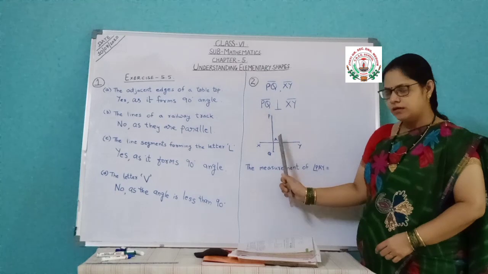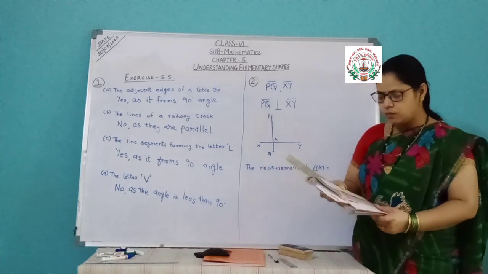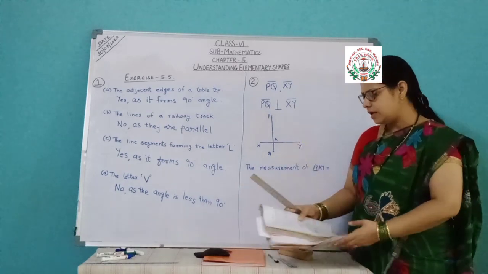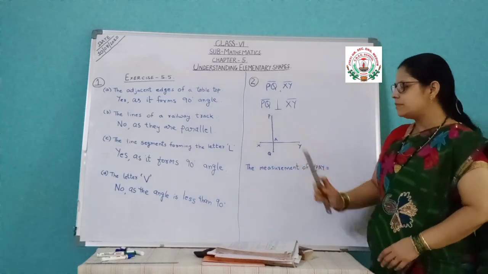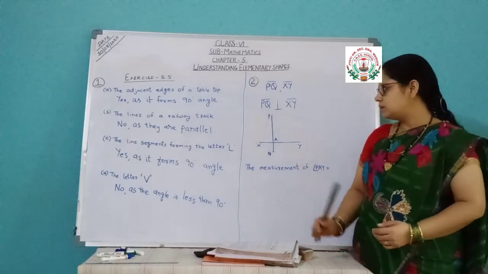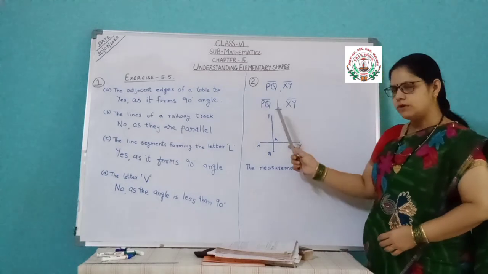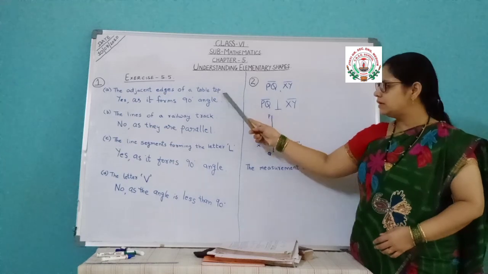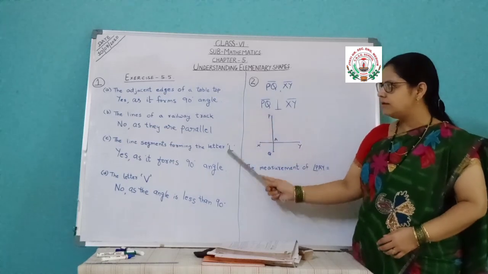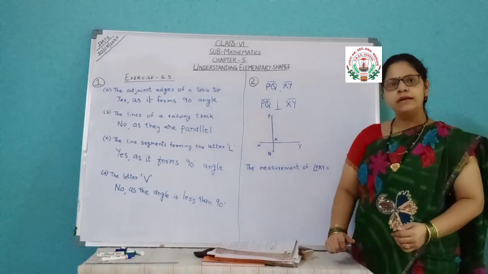This is A. So what is asked here? What is the measure of angle PAY? So here is PAY. What will be the measurement here? You can see it is forming a 90-degree angle because they are perpendicular to each other. In the definition also we have seen this, and here, letter L, here also we have seen it forming a 90-degree angle.